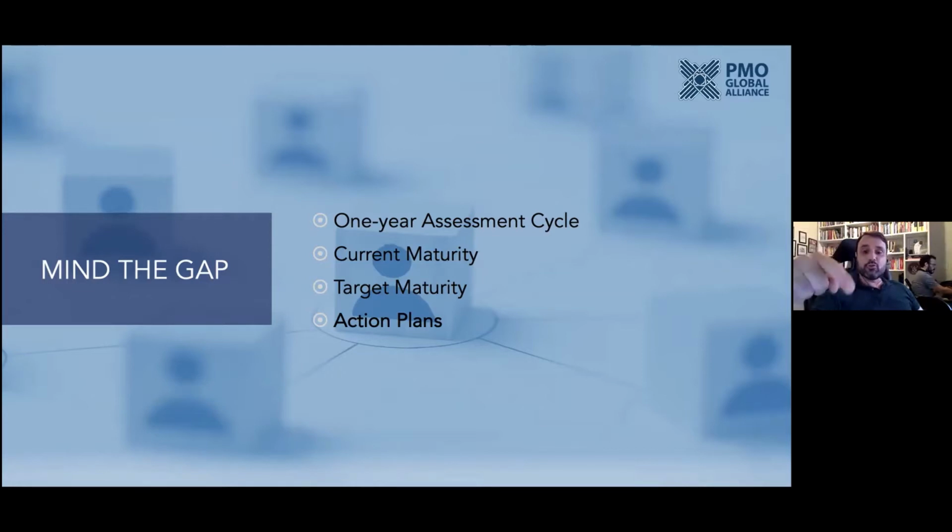So you have to create an action plan. What I will do to reach my target maturity in 12 months. You have to create this action plan, right? So every maturity model, even organizational models, they will always give you an idea about where you are and where you want to be. So you can create an action plan to reach your goal.